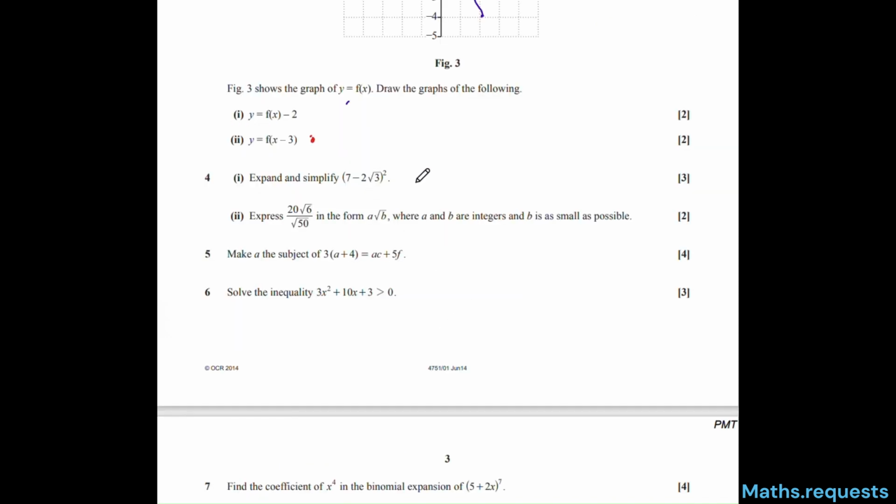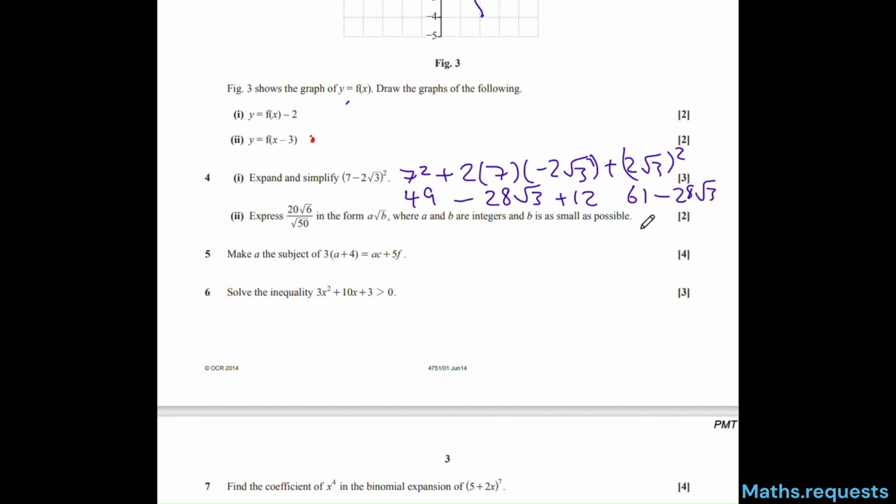Expand and simplify (7 minus 2 root 3) squared. So this is just expansion. So 7 squared plus 2 times 7 times minus 2 root 3 plus (2 root 3) squared. So 7 squared is 49. And then you get minus 28 root 3. And then (2 root 3) squared is the same as root 12 squared. So you get 12. So you are left with 61 minus 28 root 3.